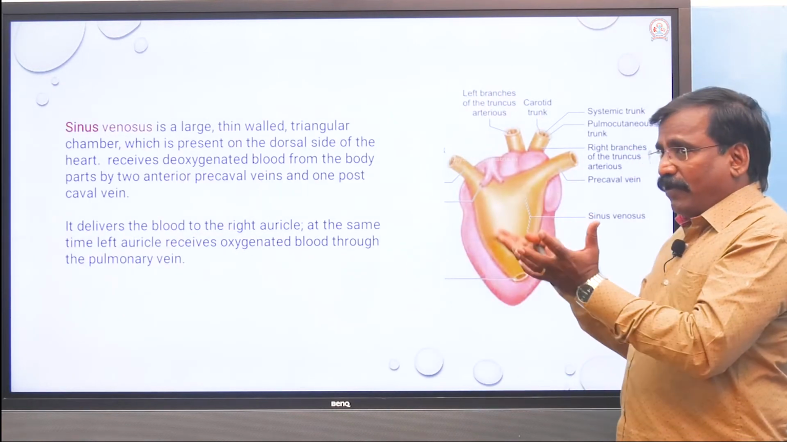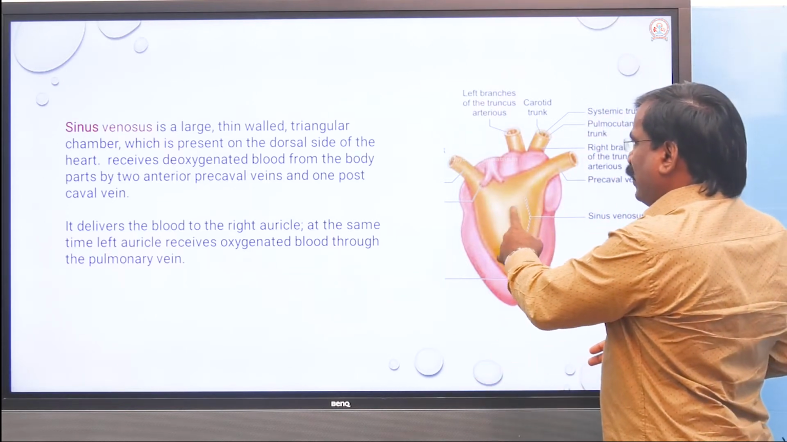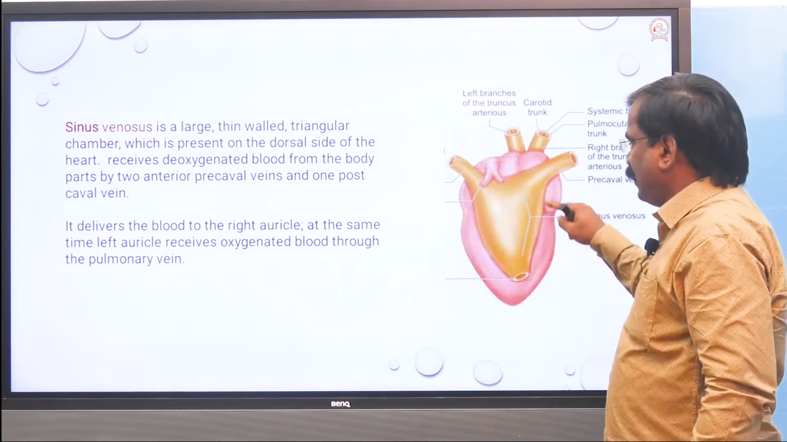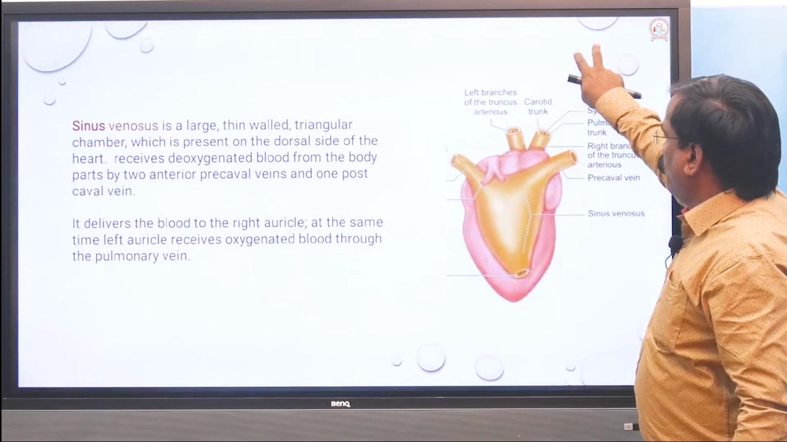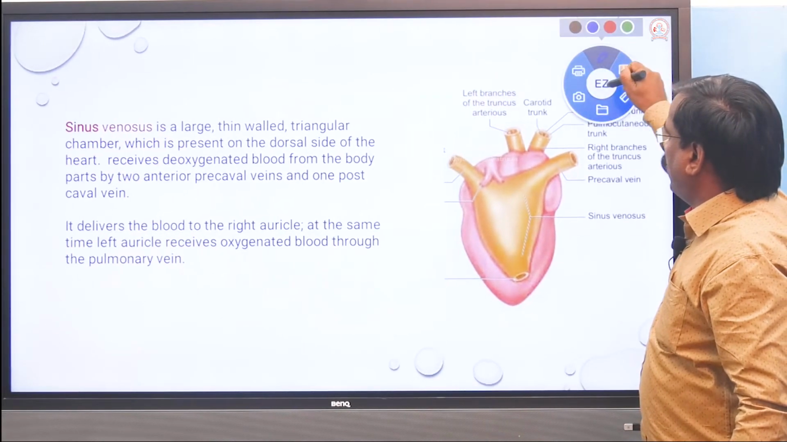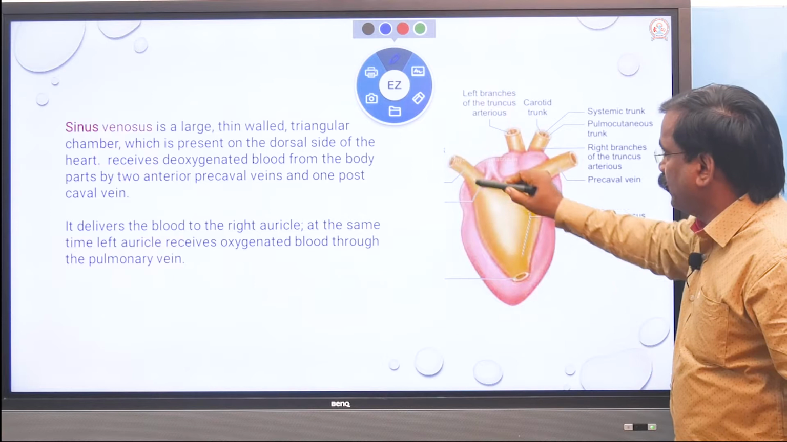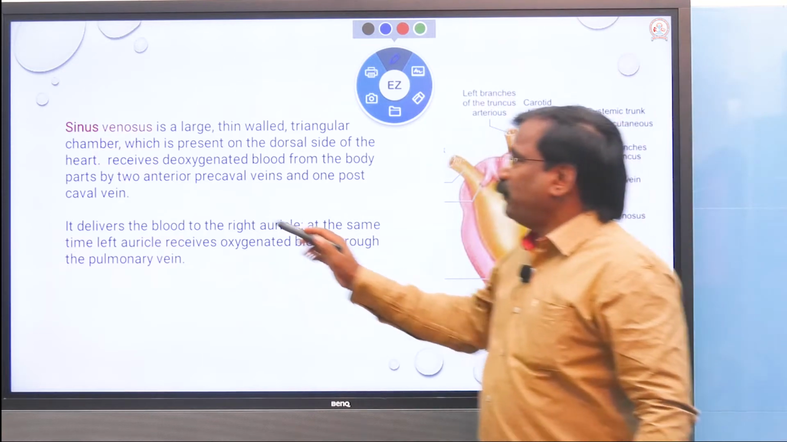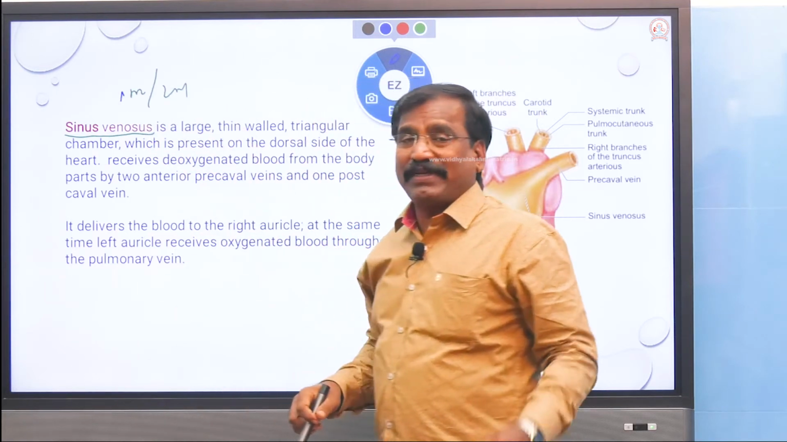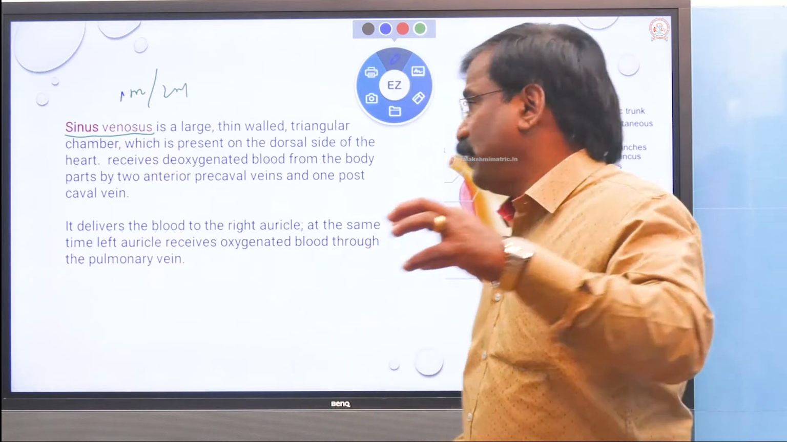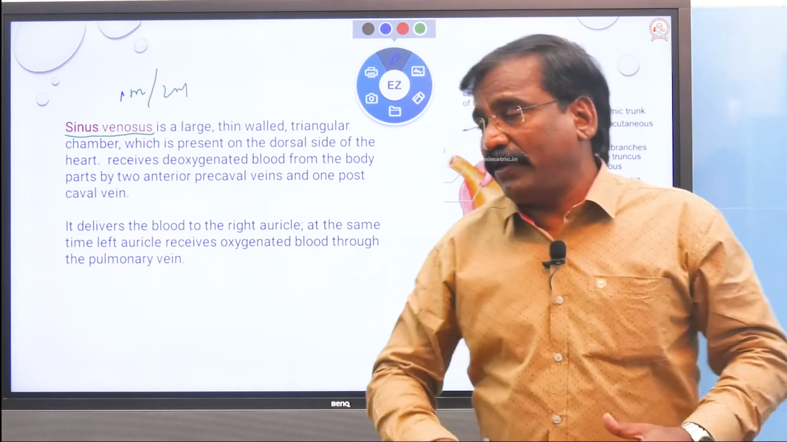And the next, we are discussing the heart. Listen, on the dorsal side of the heart, this is very important, there is a triangular chamber. See, this is the yellow colored triangular chamber attached on the dorsal side of the heart. It is called the sinus venosus. It may be asked for 1 mark or 2 marks, most frequently asked, very important. What is sinus venosus? It is a triangular chamber attached on the dorsal side of the heart.